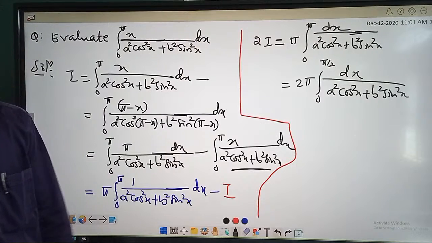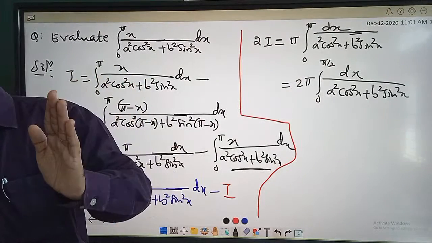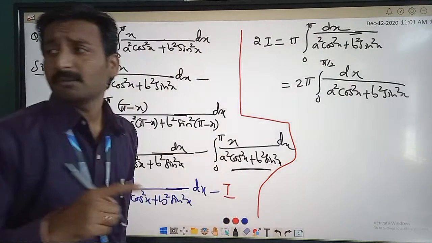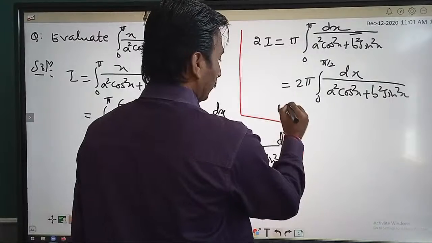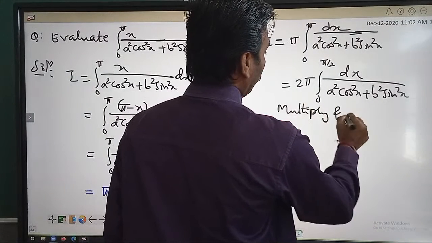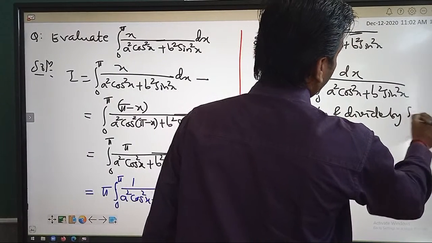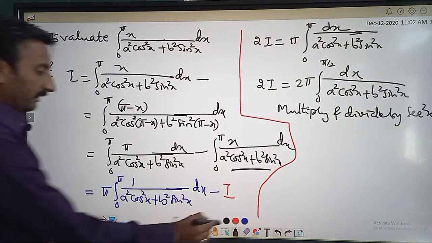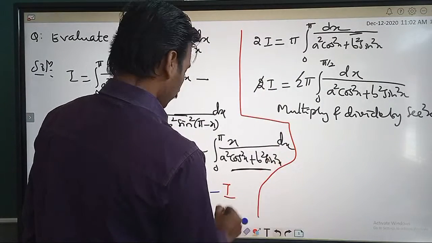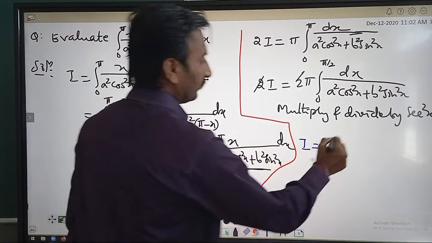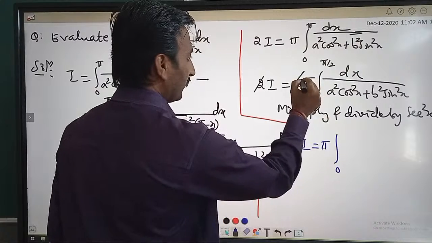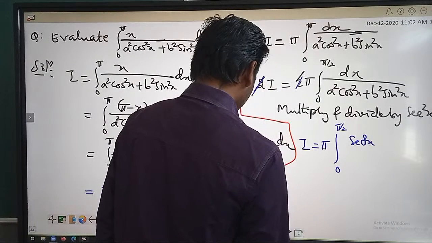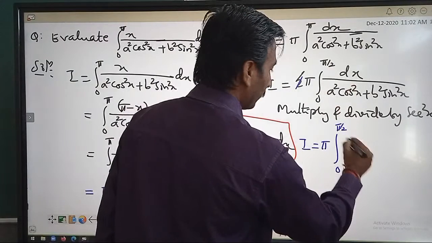Correct? It was 0 to pi, now 0 to pi by 2, pi by 2 to pi was there, but what did I do? I took half, 2 times of this. So now let us multiply and divide by secant square x. What do you get? See, here I do one more thing. This is 2I equal to like this. If I cancel 2, what do I get? Only I. Correct? So finally this is I equal to pi into 0 to pi by 2 sec square x dx. Please take secant square inside before the dx because it is a variable I am taking.